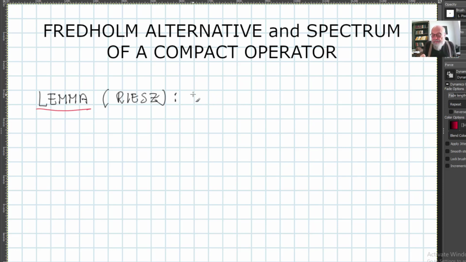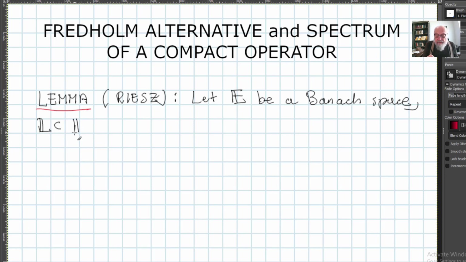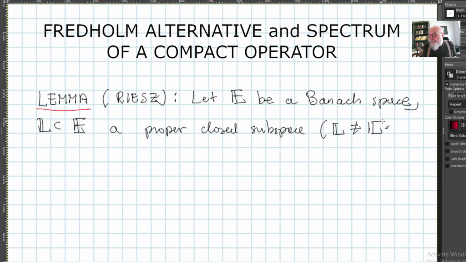So assume, let E be a Banach space, and L contained in E a proper closed subspace. So proper means simply that L is not equal to E.